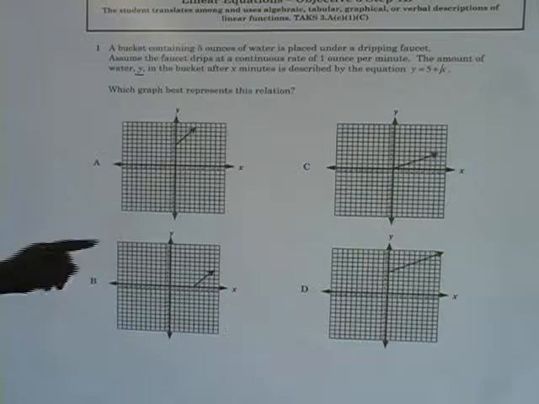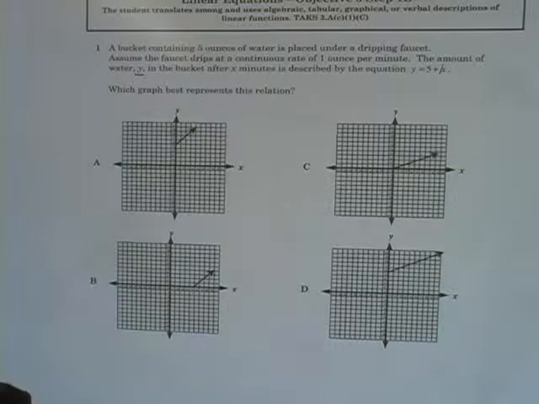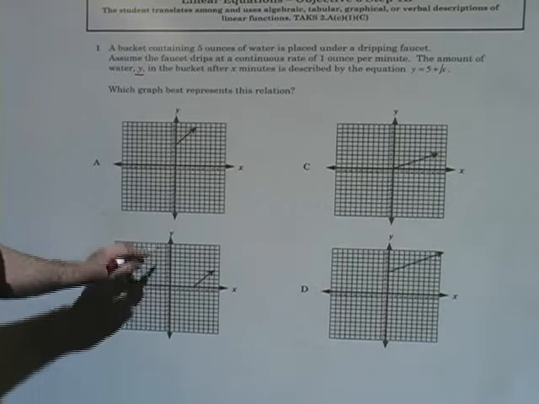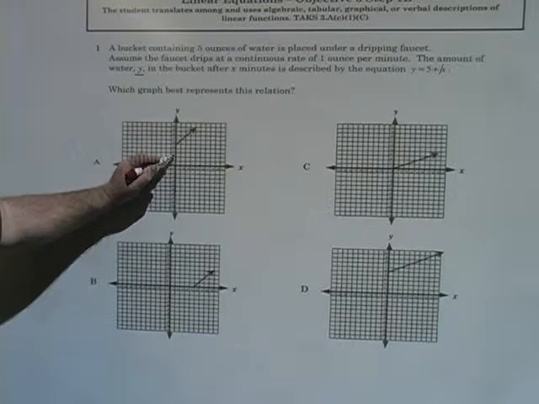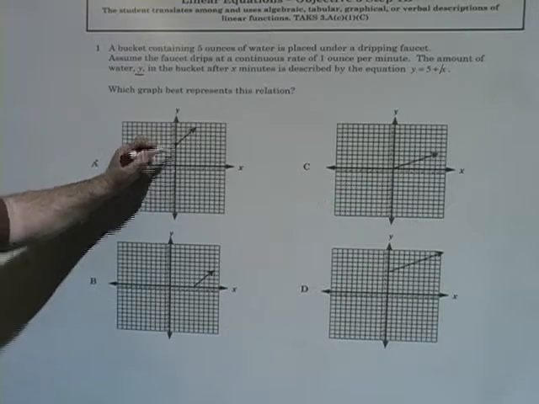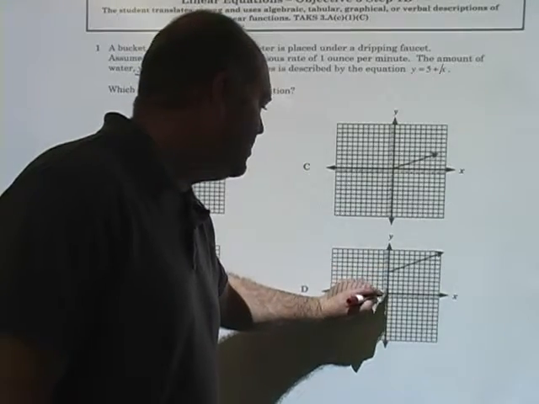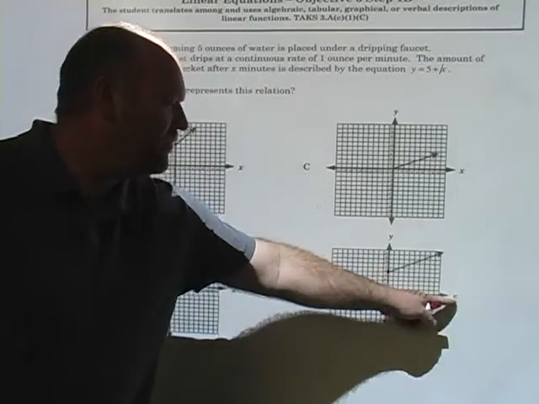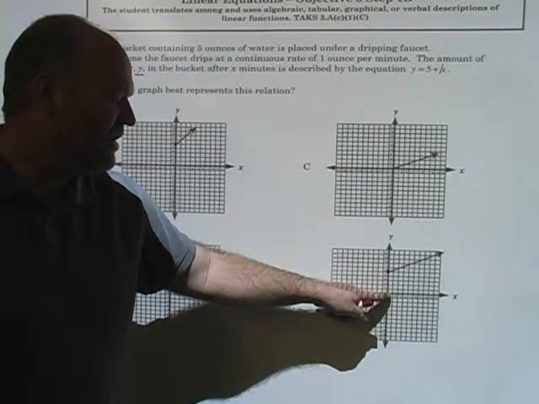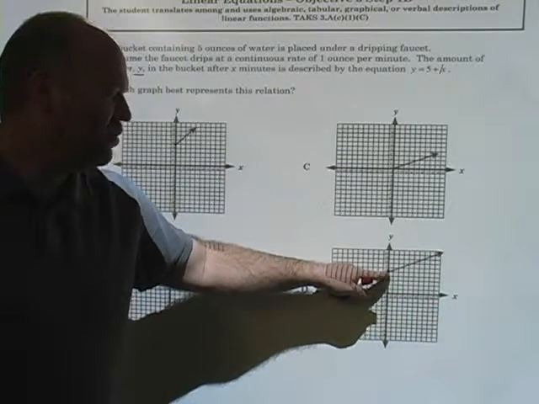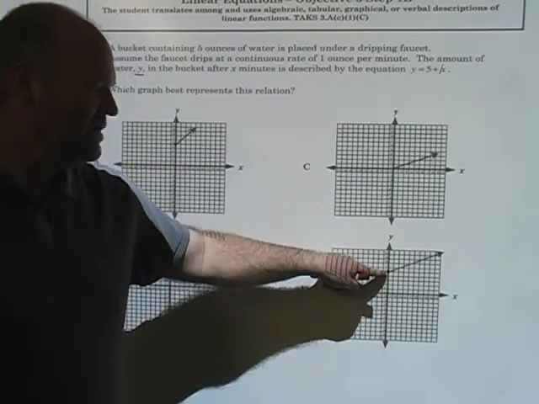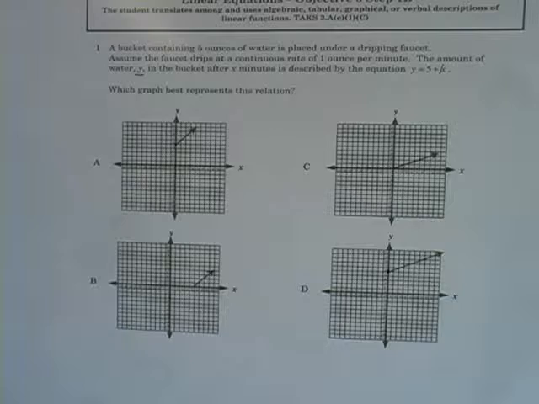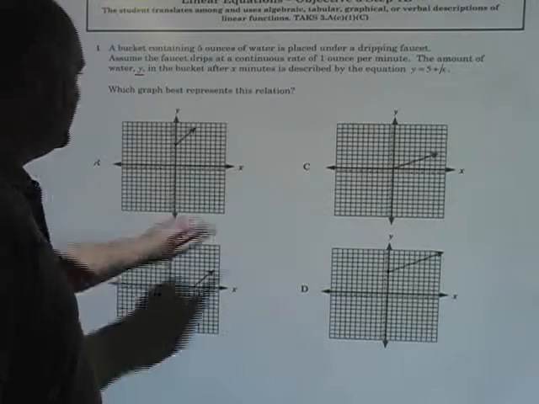Okay. Now look at these graphs. Which one starts out at 5? This one starts at 5, and this one starts at 5. In other words, when x is 0, right here, go up to your graph, y is equal to 5. So one of those two is the right answer.